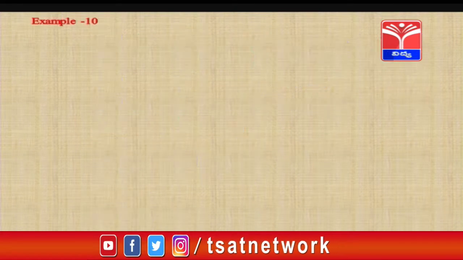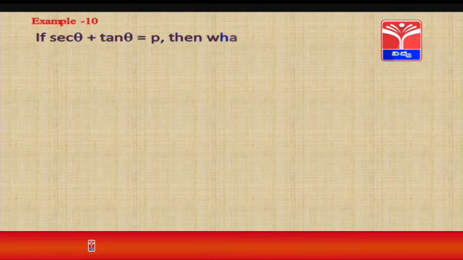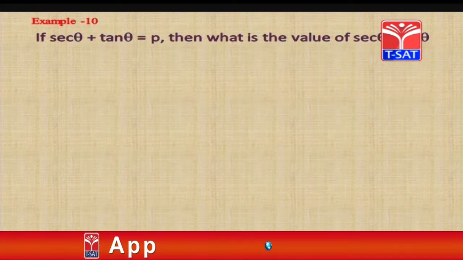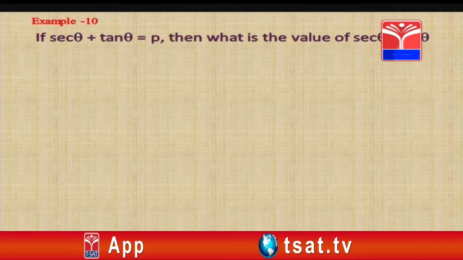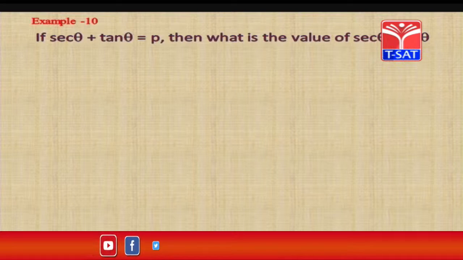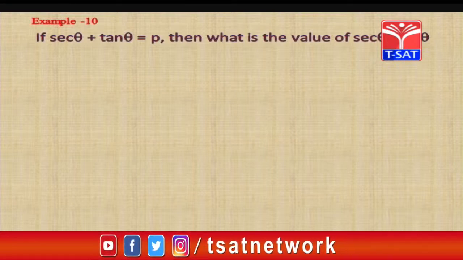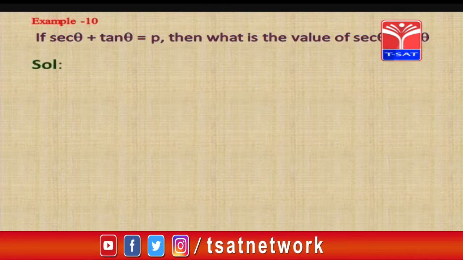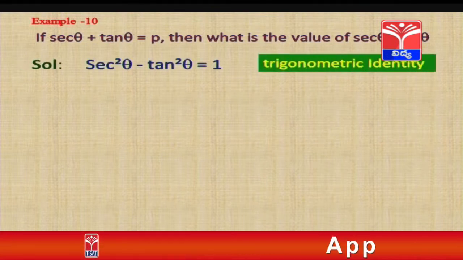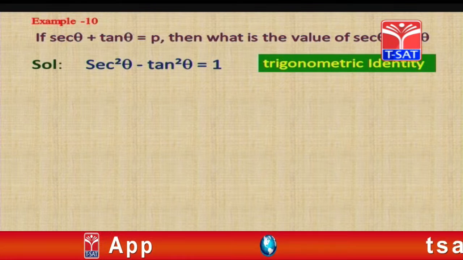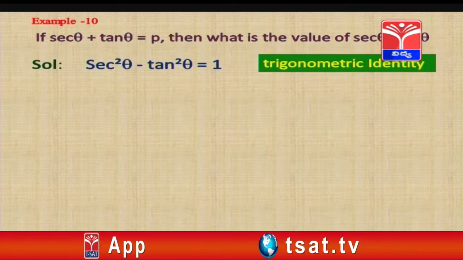So, one more example for you. If sec theta plus tan theta is equal to p, then what is the value of sec theta minus tan theta? It looks a little bit complicated, but still we will be able to do it very easily. Please see the solution here. We have a rule: sec square theta minus tan square theta is equal to 1. This is a trigonometric identity.